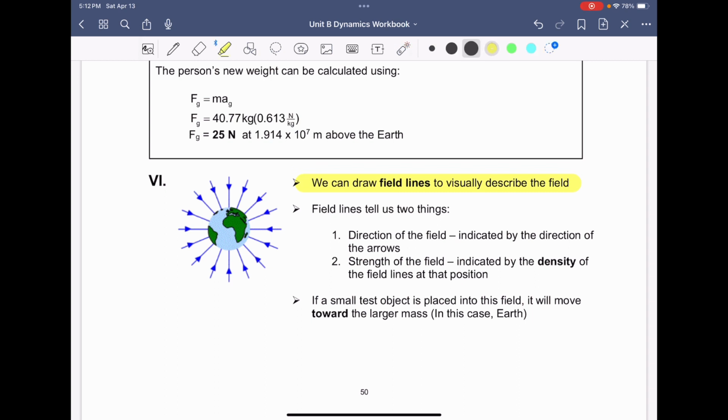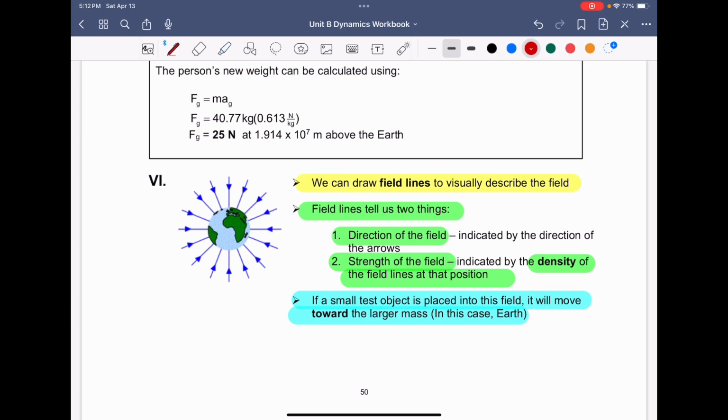The field lines also tell us the following. The field lines can tell us two things: direction of the field and strength of the field. Those are two really important things. And strength of the field, again, is indicated by the density of those field lines. And then lastly, when we start looking at the test object that we place in it, the test object will always move towards the larger mass, because we're assuming that that test object is going to be something very small. It could be like a pen above Earth's surface, and we're saying, what is the object going to accelerate at, given that it's just some pen or something like that?